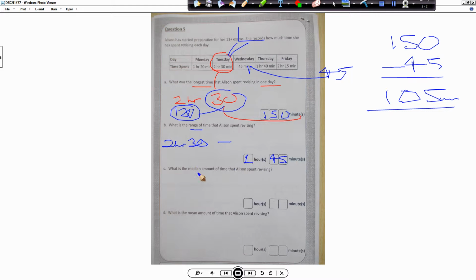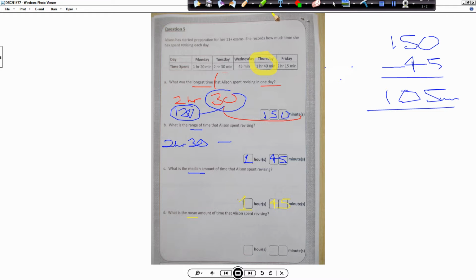Okay, no problem. What is the median amount of time that Alison spent revising? The median is the middle value when you put them in order of size. So let's get rid of all this for the moment. We're going to put these times into order of size and then say which one is the middle one. If you put the times in order, you get an answer of 1 hour and 45 minutes. Next question. What is the mean amount of time?